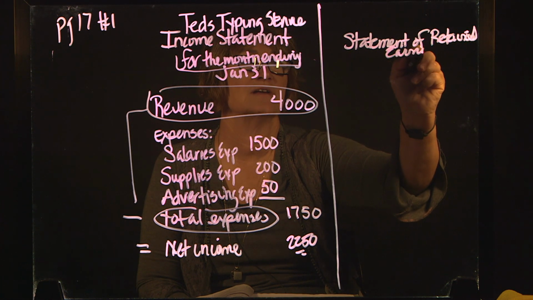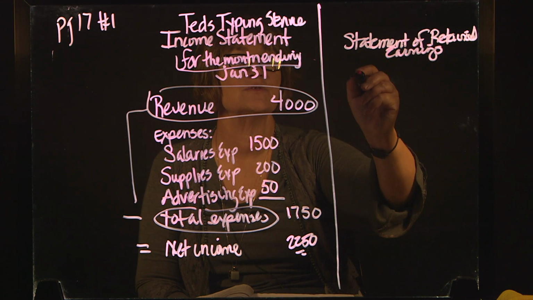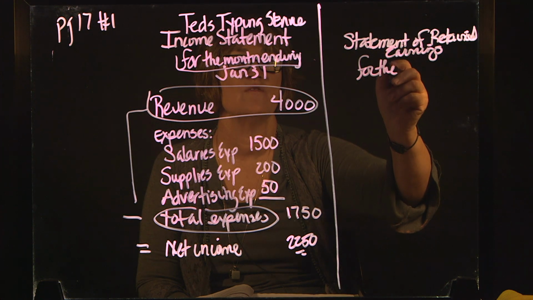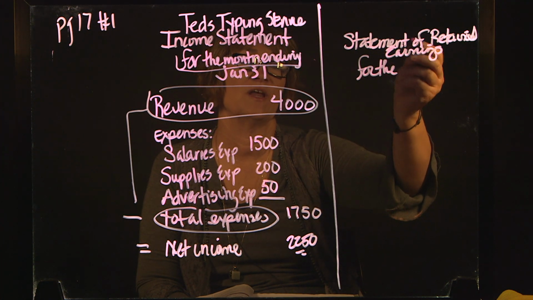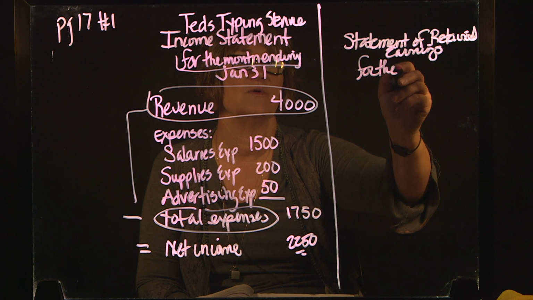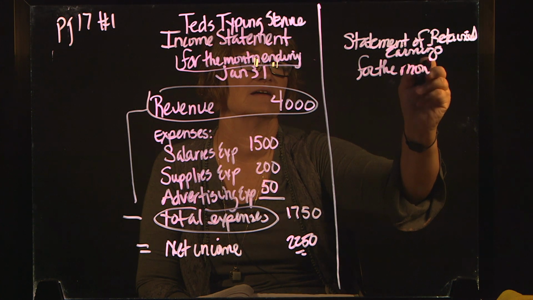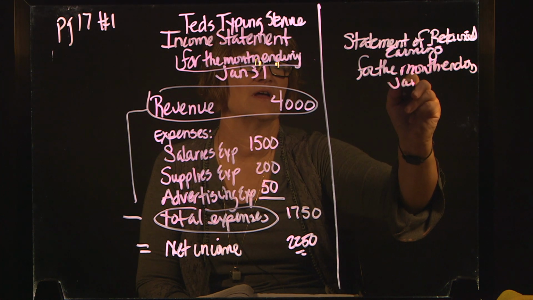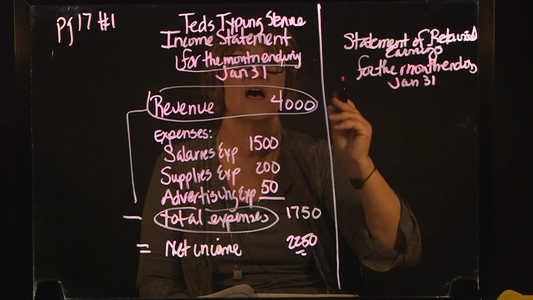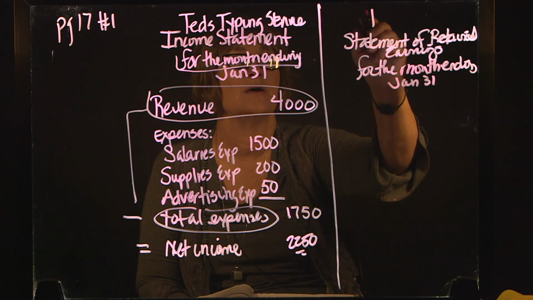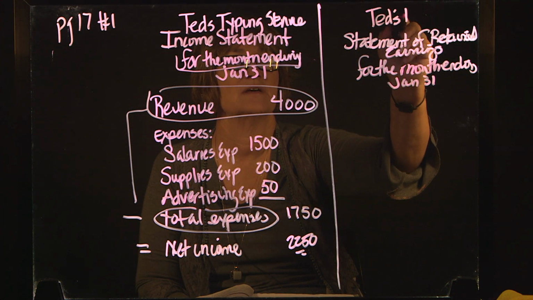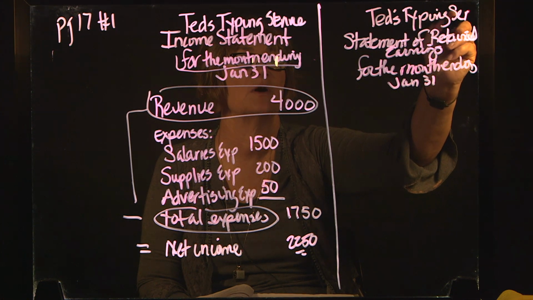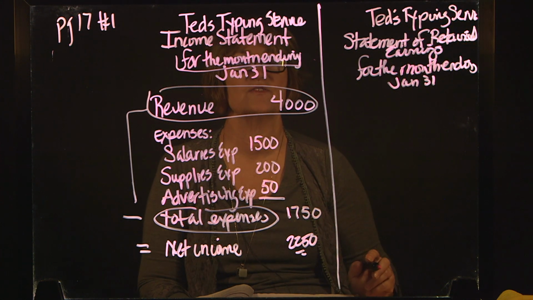Statement of retained earnings. It is also done for a period of time. So in this case, if we were preparing this for Ted's typing, which I'm going to go ahead and connect the dots for you, it would be for the month ending January 31. So always for a period of time. And up here, I would do Ted's typing. I'm making this up, so it's nowhere to be found. I'm just making this up to demo a statement of retained earnings.